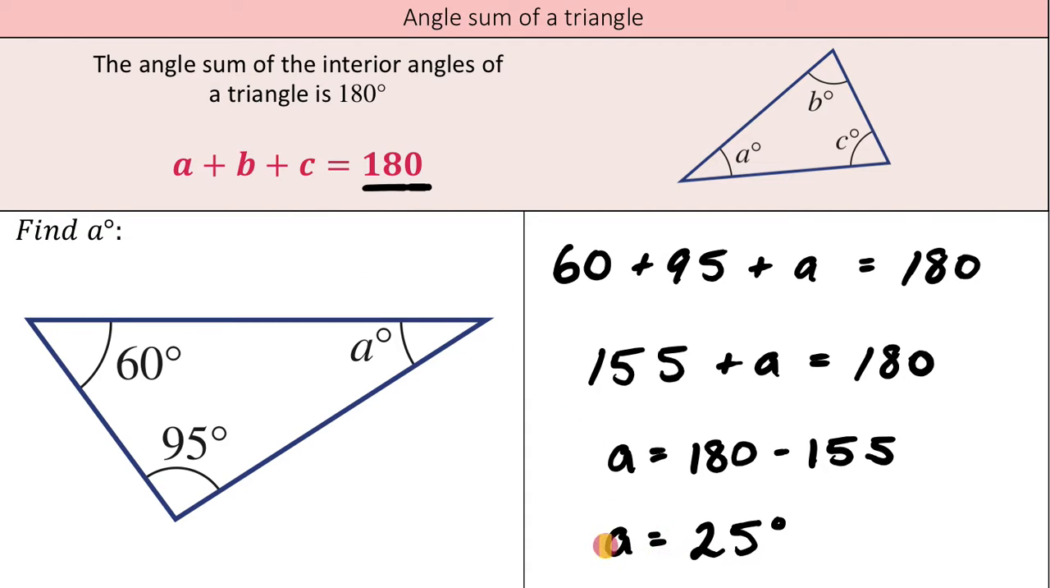Now for this topic, you're going to get a calculator. So you can do all these calculations on your calculator, and it's always very wise at the end of all these questions just to check your answer. So I've got my calculator right here and I'm going to go 60 plus 95 plus 25, and look at that, it's 180 degrees. I know I got it correct. So with that, let us move on to our next example.